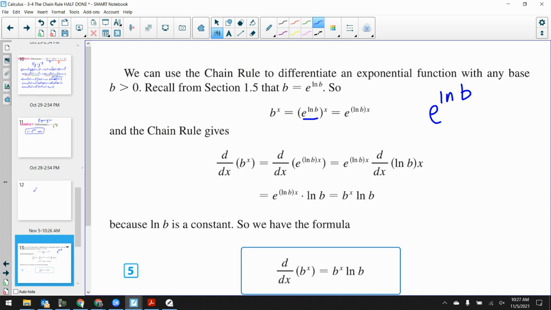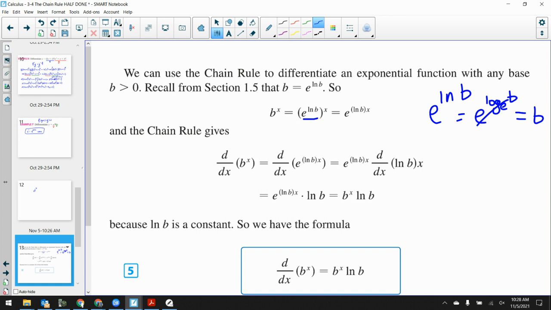Remember our rule: if you have e to the log base e of b, that's ln, right? Those things will cancel and just leave me back b. That's what I'm doing here. I'm manipulating it and changing the way it looks a little bit so that I can differentiate it. I'm going to change b to the x into e to the ln of b, which is essentially just e to the ln of b times x.